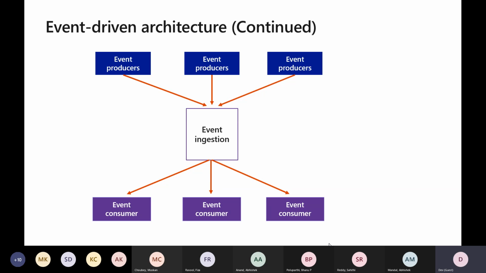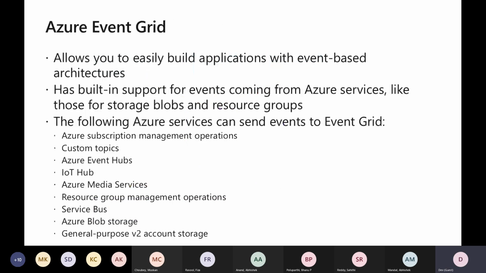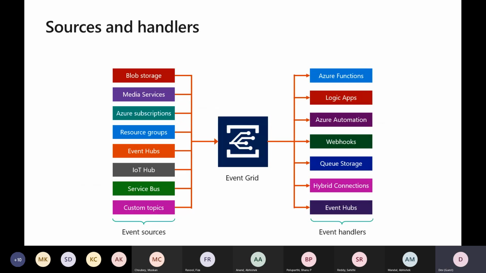Apart from this, let me share the diagram. This is how it is. We have the event sources, the event handlers, and the event creators: Blob, media services, subscription, resource group. These are the places where the events are happening and where you connect. Handlers include functions, automation, event hubs, hybrid connections, queues, and webhooks.